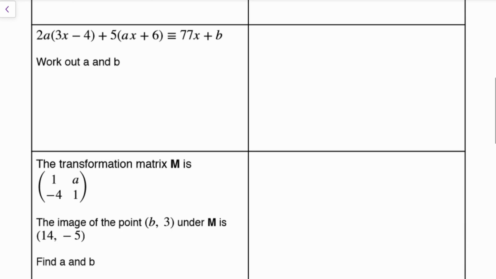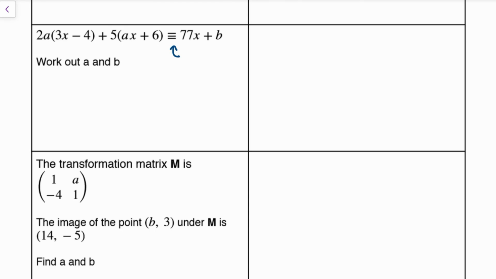Next question. Right, so we have an identity meaning that for all values of x, the thing on the left equals the thing on the right. So in other words, what you can do is expand the left, compare it to the right, and it must be the case that the a and b's fall out. Now, because we've got an a and a b, I'm guessing this is going to lead to a simultaneous equation, but either way, let's see what comes out.